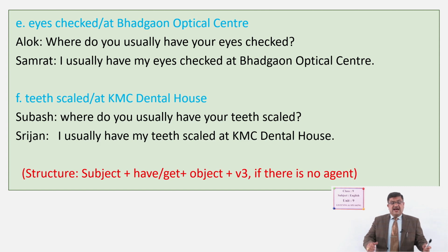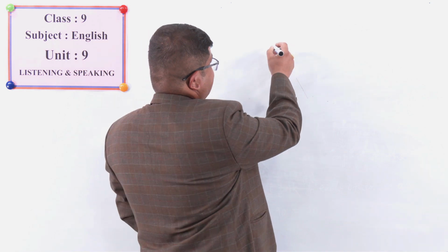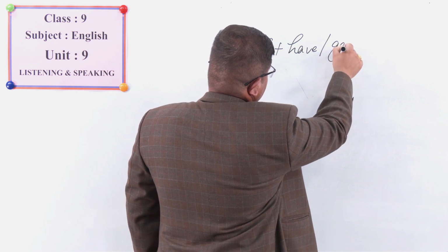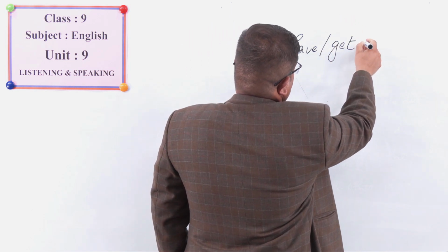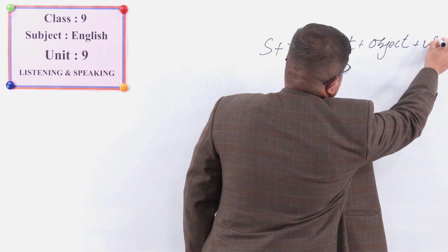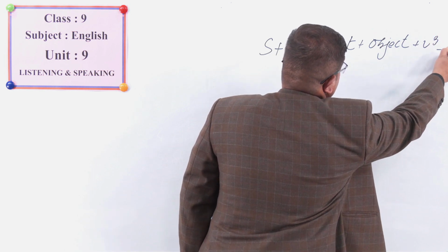And after discussing all this conversation, let's say the use of get and have, what we have understood and what is the actual structure of get and have when we use get and have in the sentence. Can one of you say? Very good. So, when there is a subject plus have or sometimes get plus object plus V3 form of the verb, when there is no agent.